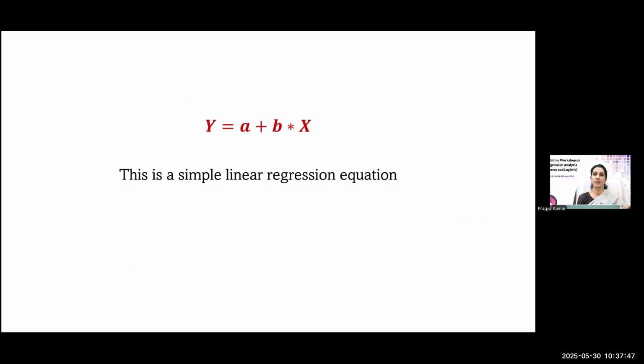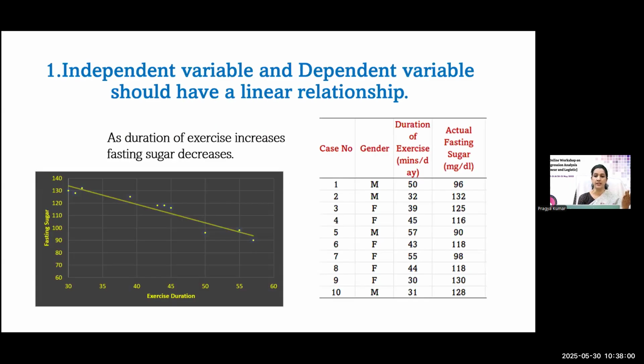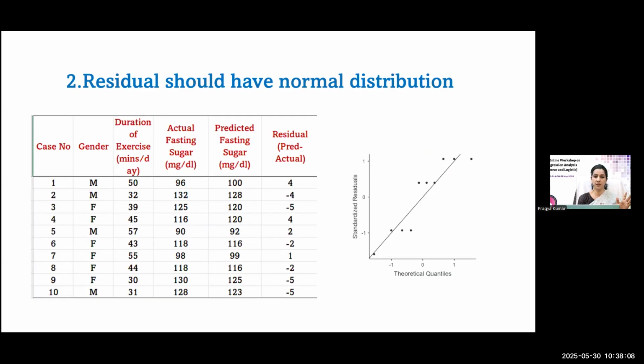Now, how is logistic regression different from this linear equation? For linear regression, we know that there are a lot of assumptions. The first is the assumption of linearity, that the independent variable and the dependent variable should have a linear relationship. And the homoscedasticity, which we have learned, and the residual should also have a normal distribution.